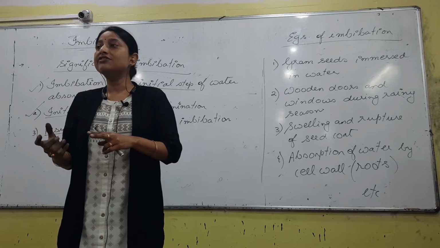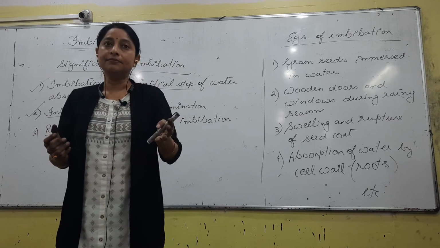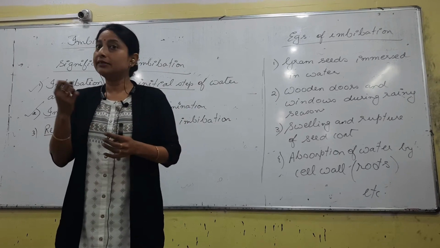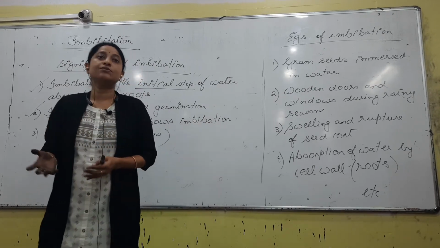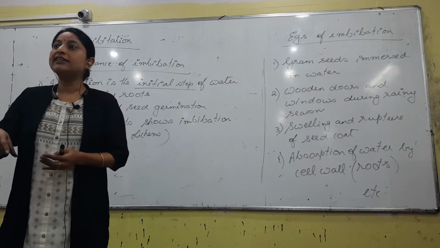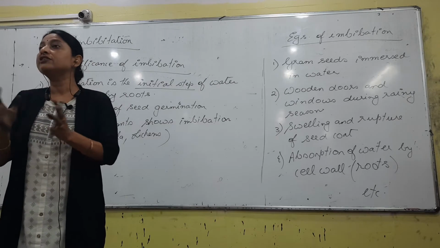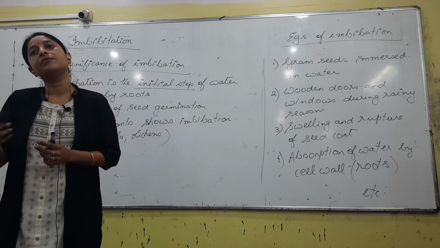In natural conditions what happens? It will wait for the rain. When it rains, it will absorb water, and only then will germination happen. But in our case, we want the process to be faster. So we soak it in water so that it absorbs the water, ruptures the seed coat, and ultimately the process of germination starts.